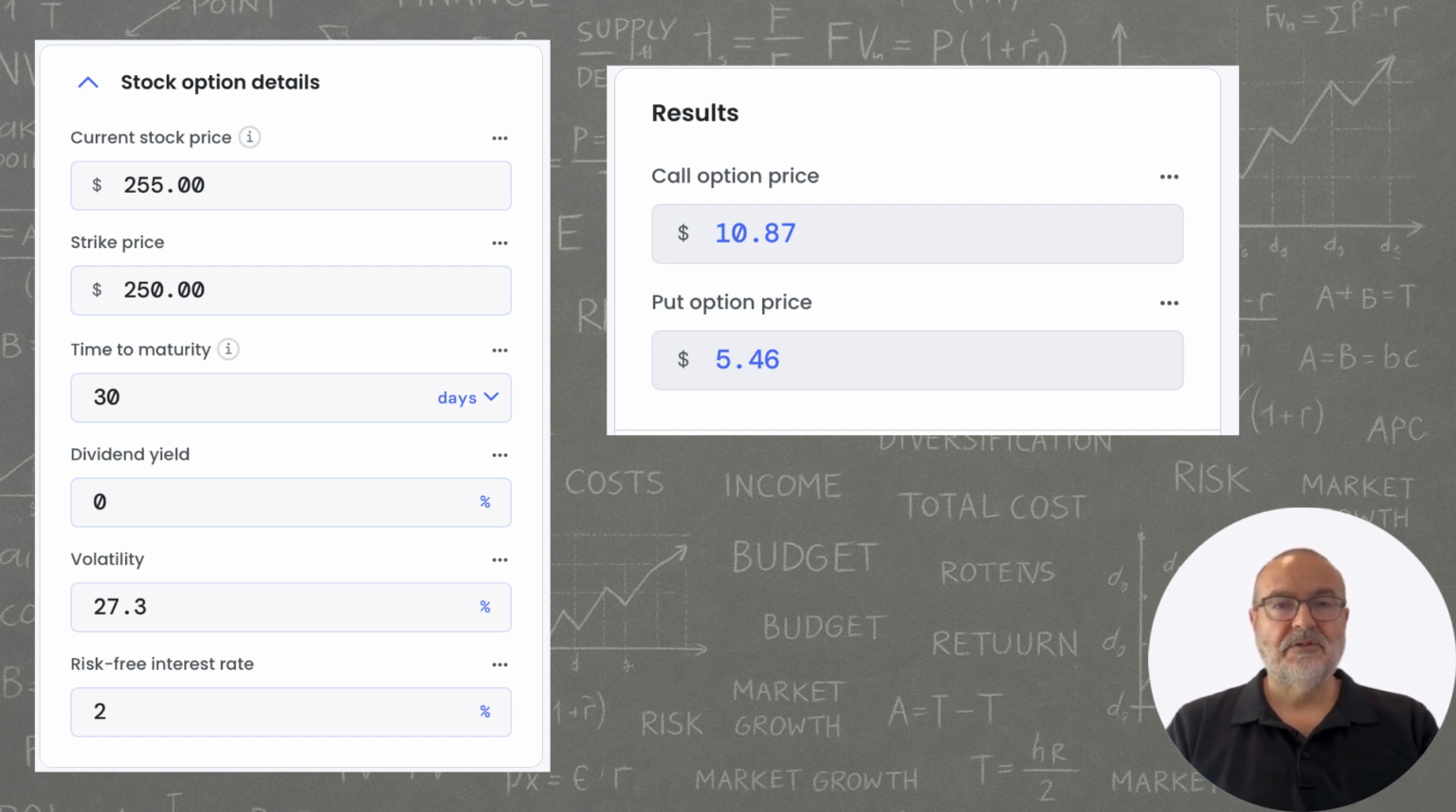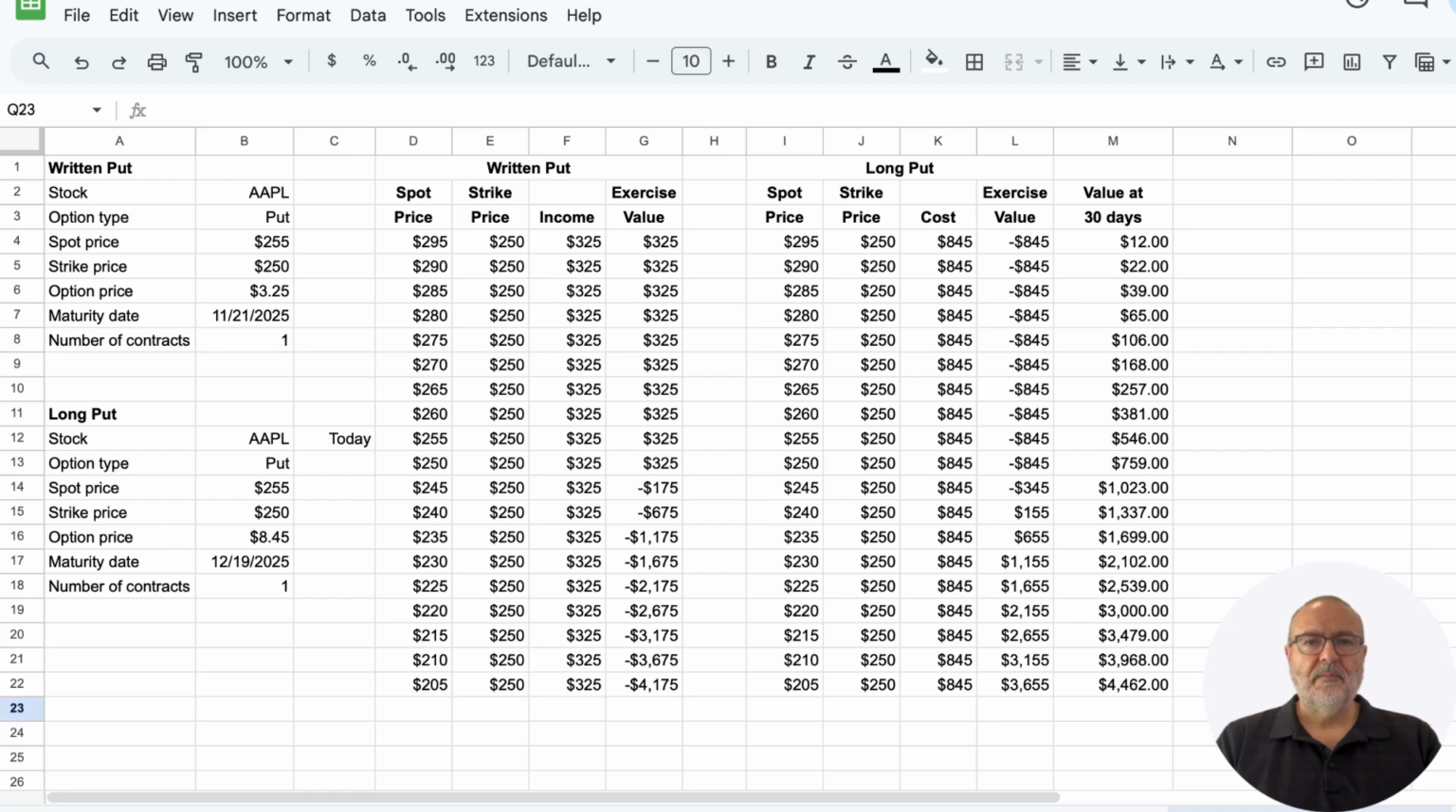The next step is to calculate the price of the long put option for different spot prices in our scenario analysis for the same 30 days maturity. Notice the column M. Using the online Black & Scholes calculator, we calculated the price of the long put option for different spot prices in our scenario analysis for the same 30 days maturity.